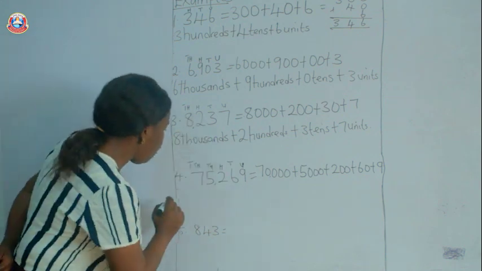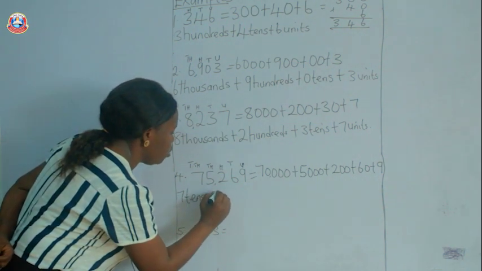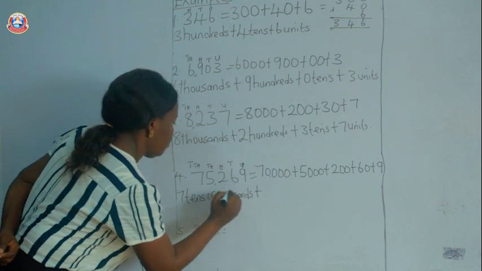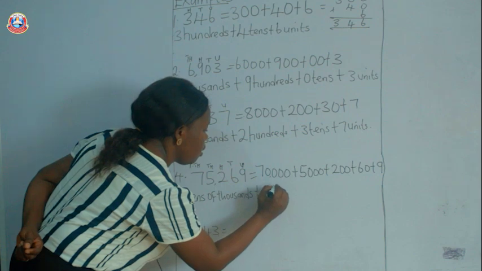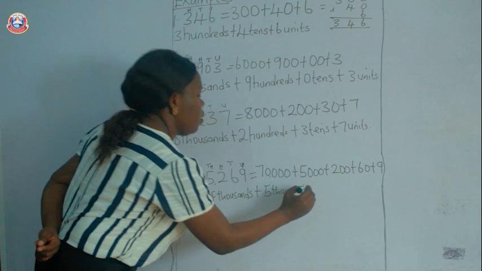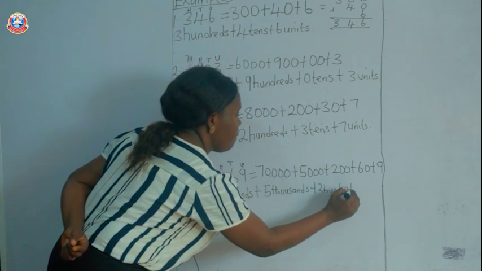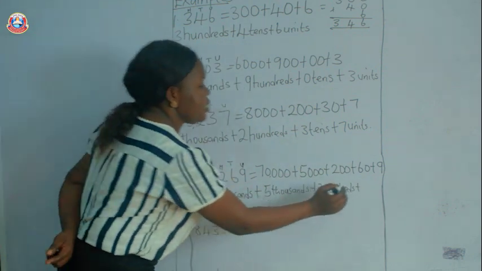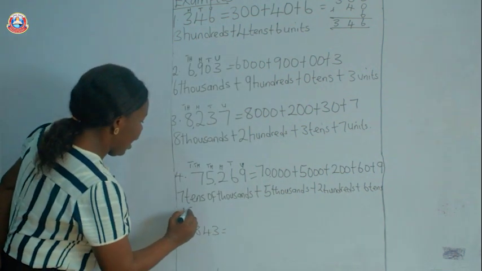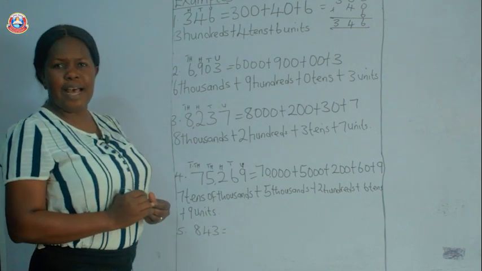Now let's use the other method. How do we do it? We come here and say 7 tens of thousands plus 5,000 plus 200 plus, what's that? 6 tens plus what? 9 units. Do you understand that? Good.